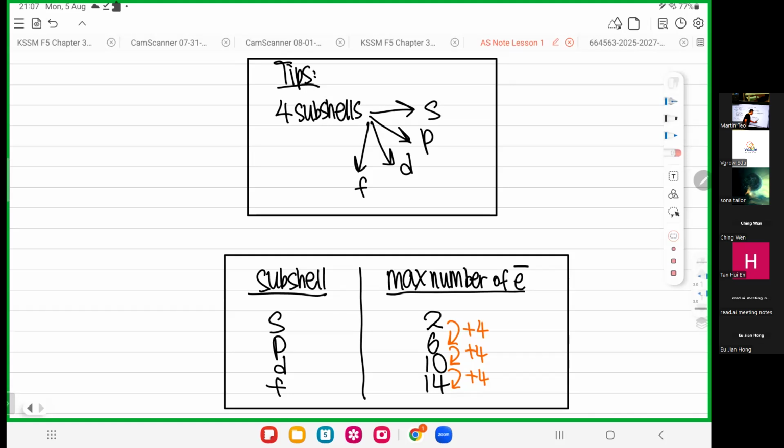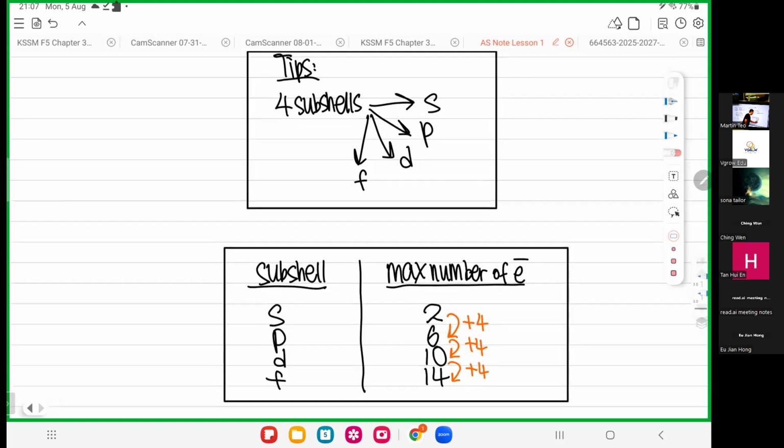So I hope so far you guys can understand. Every floor of the hotel, we cut it into a few smaller sections. This smaller section is called a subshell. How many subshells are there? 4 subshells, which is SPDF. And every subshell has a maximum number of electrons it can hold.